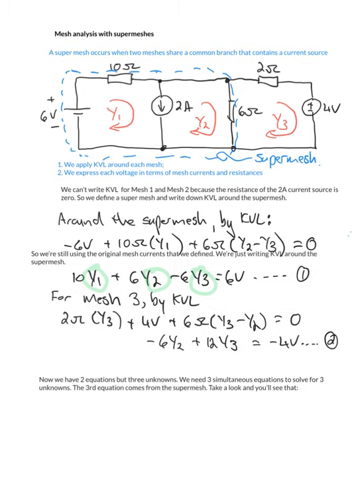So if you look at the supermesh, you'll see that in the branch where the 2 amp source is, you can see we've got current Y1 flowing in this direction and current Y2 flowing in this direction. So we can say that Y1 minus Y2 is equal to 2 amps. And that gives us our third equation, and now we can solve for all the branch currents.